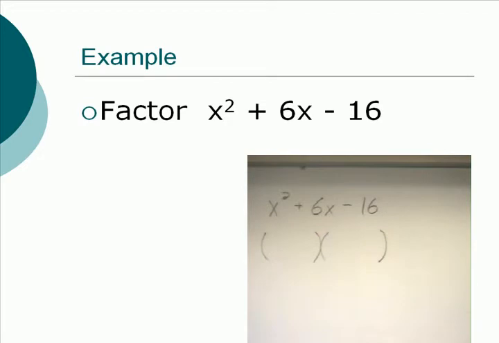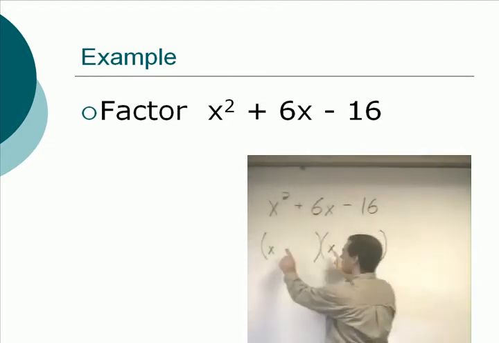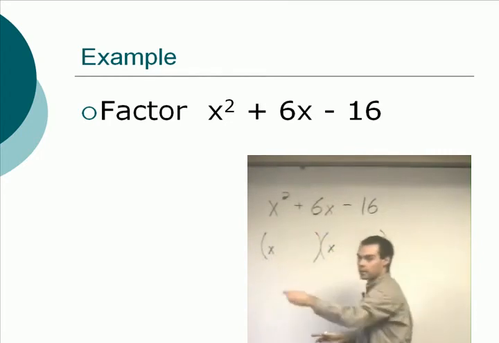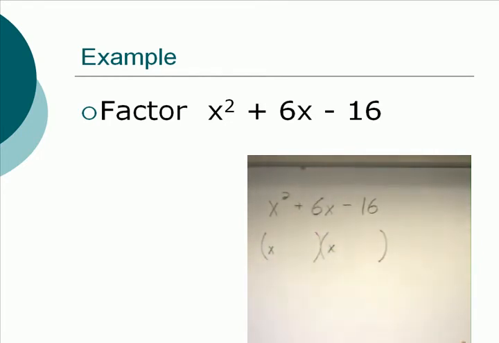Now, you know that the first term in each binomial has to be what? Because of the F in FOIL. They have to be x's. Because when we go to FOIL these back together, we have to get x squared. Okay, so they have to be x's. There's no doubt about that.